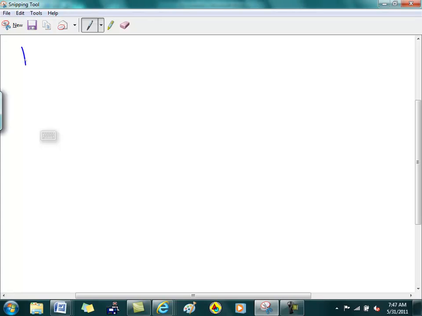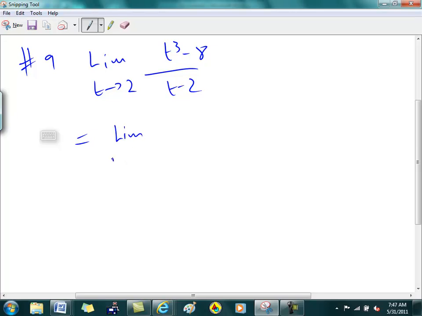Okay, let's take a look at number 9. Limit t goes to 2, t cubed minus 8 over t minus 2, which is equal to limit t goes towards 2. Notice that I continue writing LIM for every step. Now, can someone help me factor t cubed minus 8? No, a cubed minus b cubed. T minus 2, t squared plus 2t plus 4.